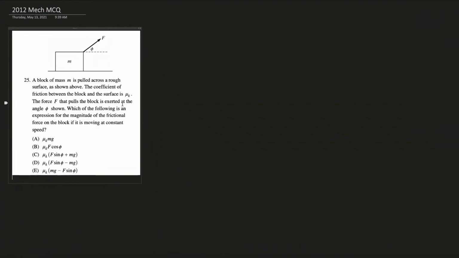Okay, a block of mass m is pulled across a rough surface as shown above. The coefficient of friction between the block and the surface is mu k. The force F that pulls the block is exerted at the angle phi shown. Which of the following is an expression for the magnitude of the frictional force on the block if it is moving at a constant speed? We know that the force of friction is equal to the normal force multiplied by mu. Here the normal force is the force that the floor exerts on the block, right?